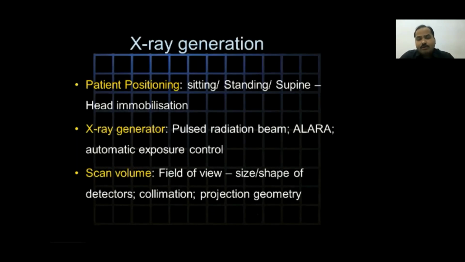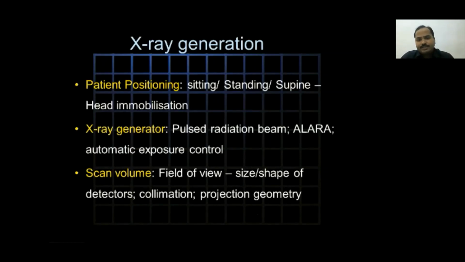And the third thing is the automatic exposure control. So the automatic exposure control is another function of the computer system within the machinery, which will control the exposure parameters like the kilovoltage and the milliampere seconds. So according to the tissue type and the tissue characterization, automatic exposure control can also take place in certain machines.